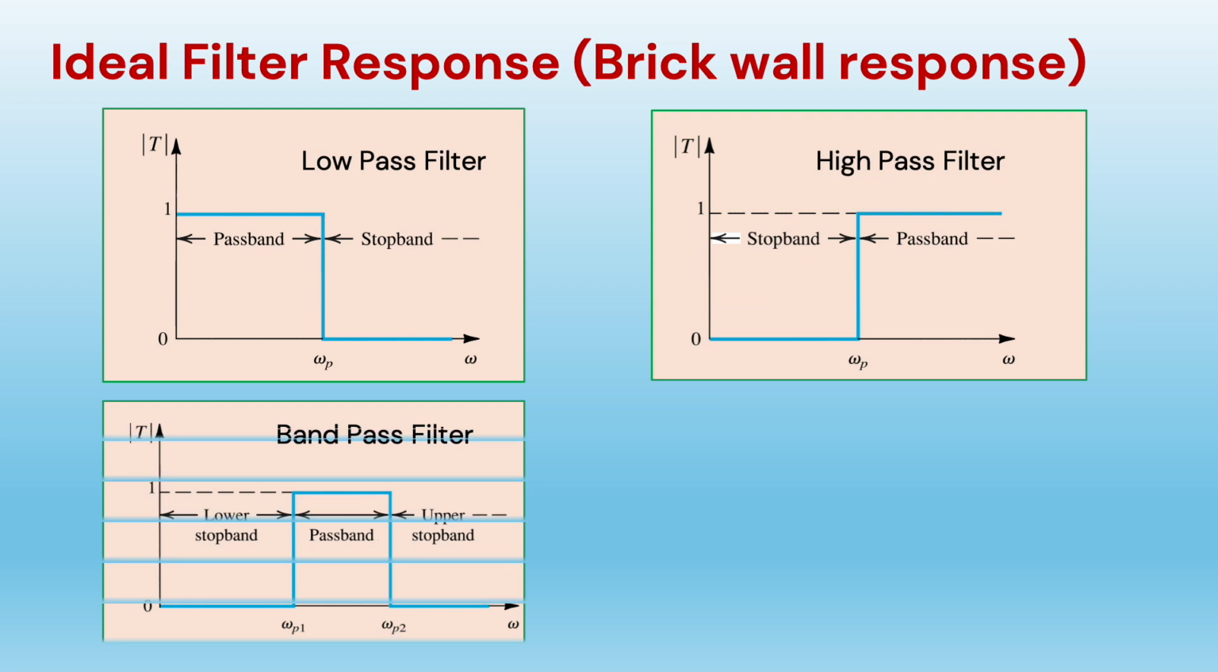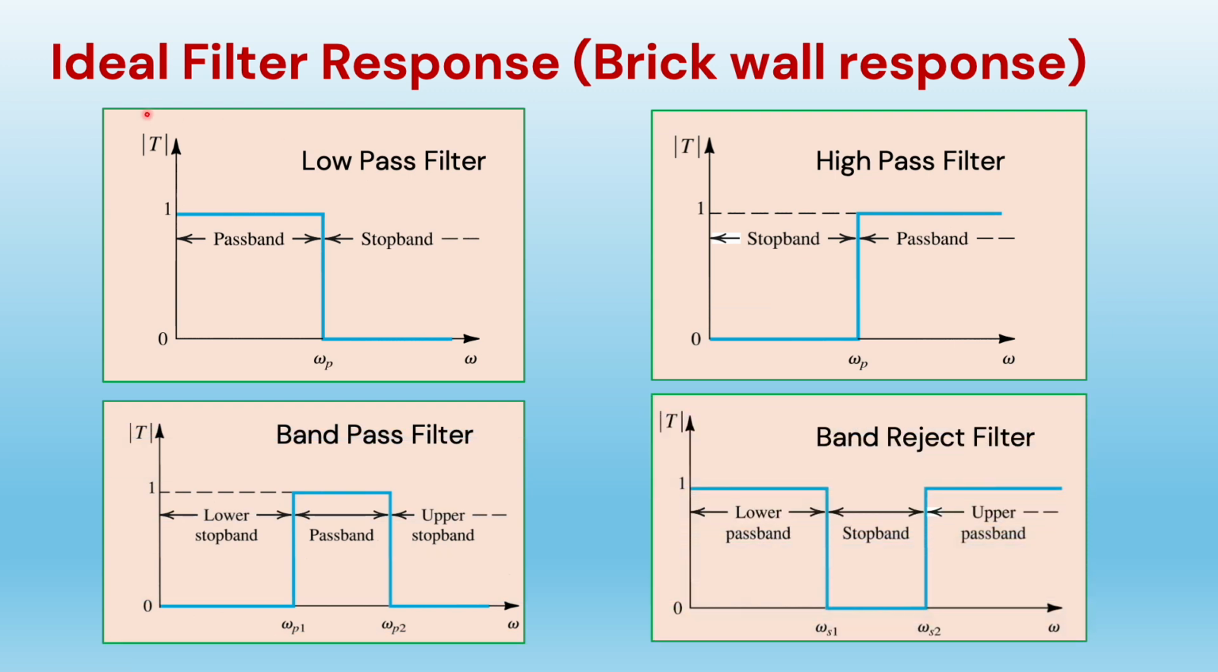This gives the ideal response for the four filters. We have low pass filters which pass low frequencies and attenuate high frequencies. High pass filter attenuates low frequencies and passes high frequencies. Band pass filter passes a specific band of frequencies, and band reject filter rejects or blocks a specific band of frequency. So we have pass band and stop band. The frequencies in the pass band are passed through the filter, and frequencies in the stop band are stopped, blocked or attenuated by the given filter.